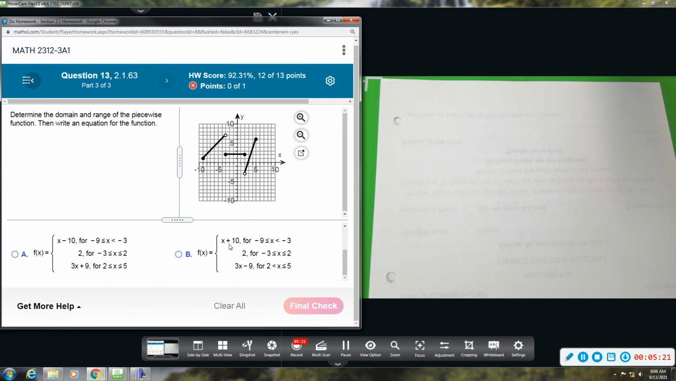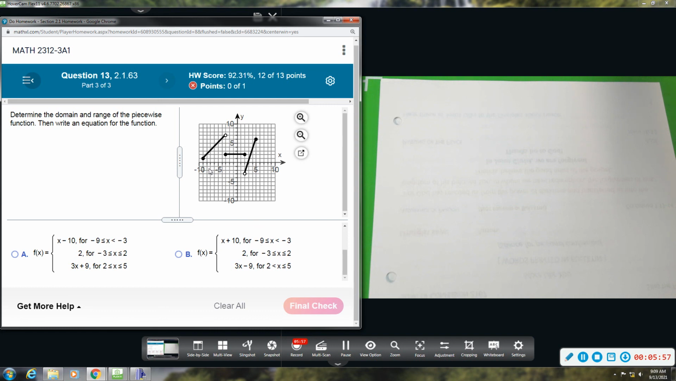All right, so let's look. We got this piece in the middle. This is horizontal at 2, and it starts at -3 until we get to 2. -3 to 2, both of these match. Okay, so those are okay. And then again, I can look at endpoints. So -9 has an equality, and then -3 does not. And this matches up, -9 and -3.